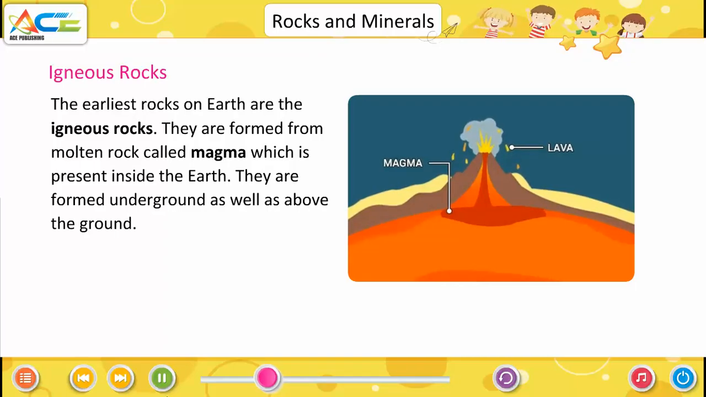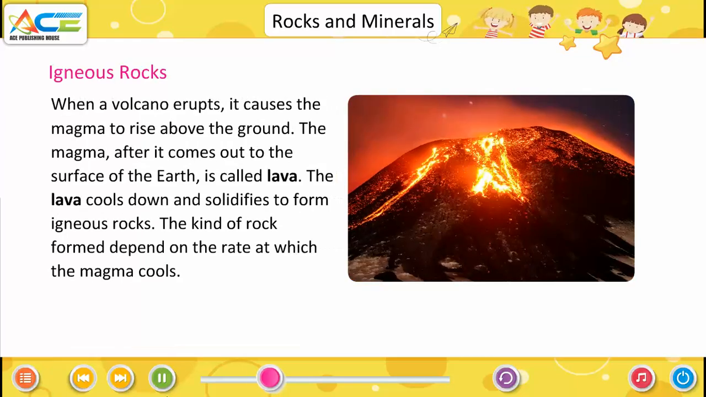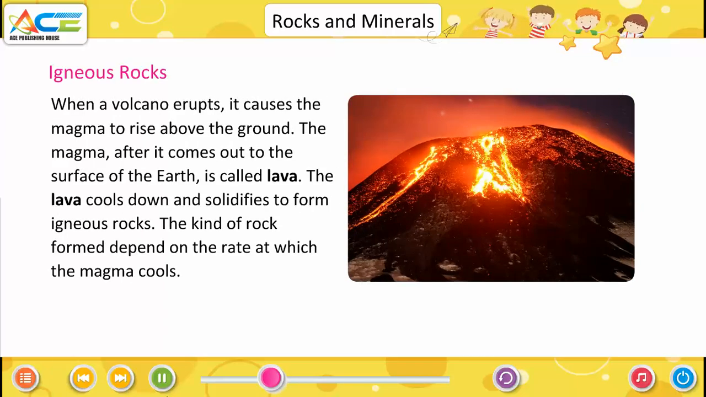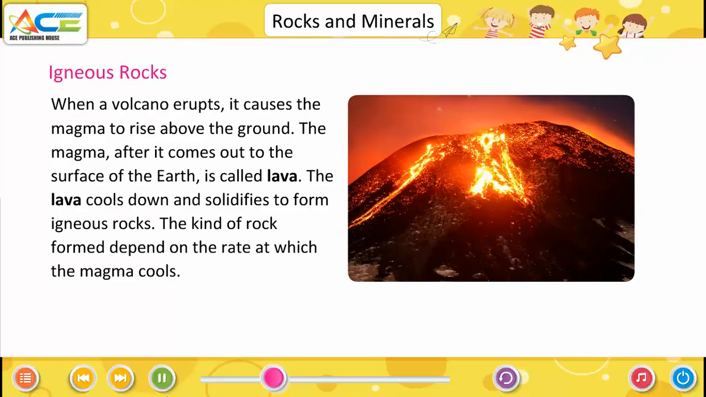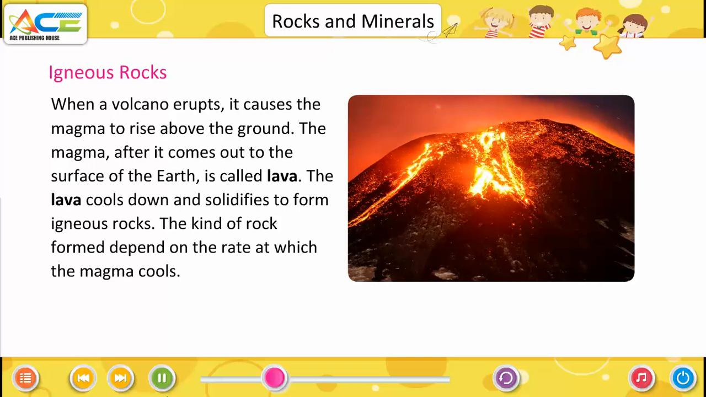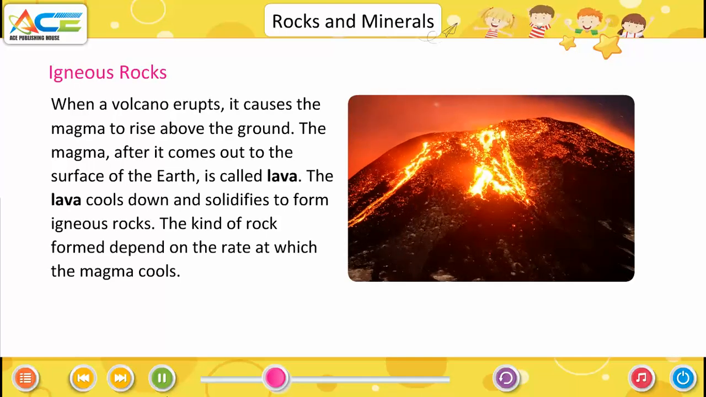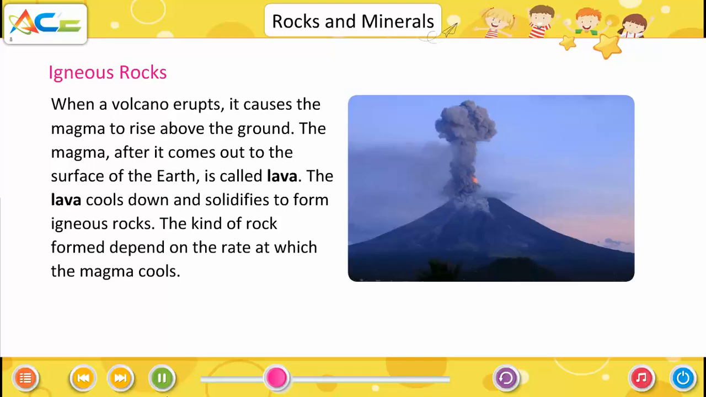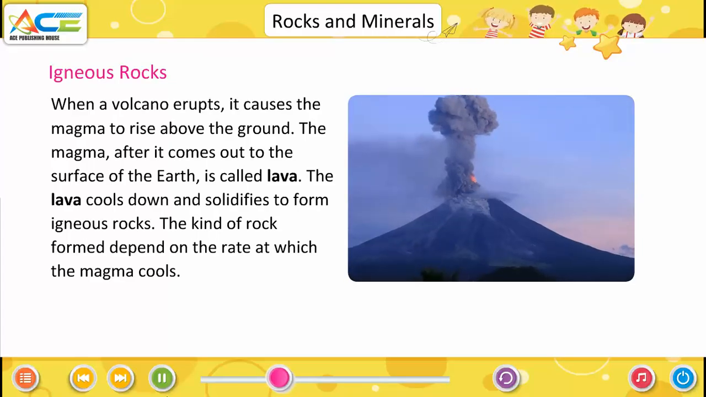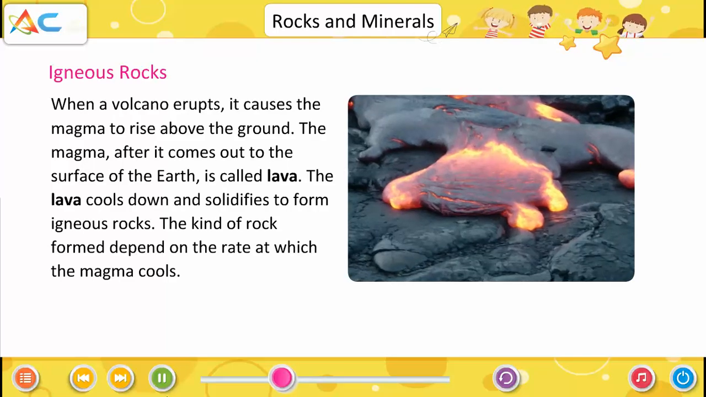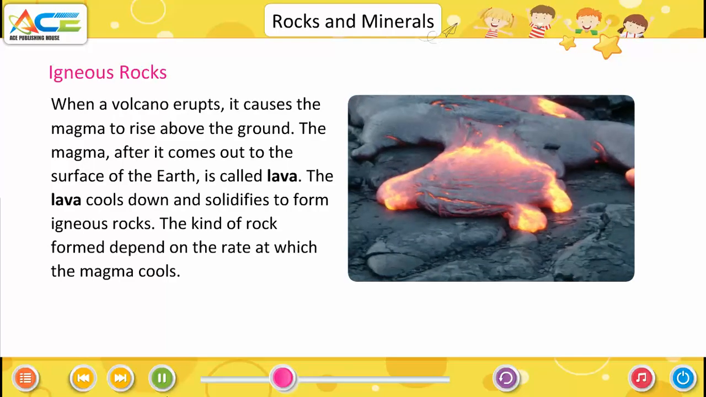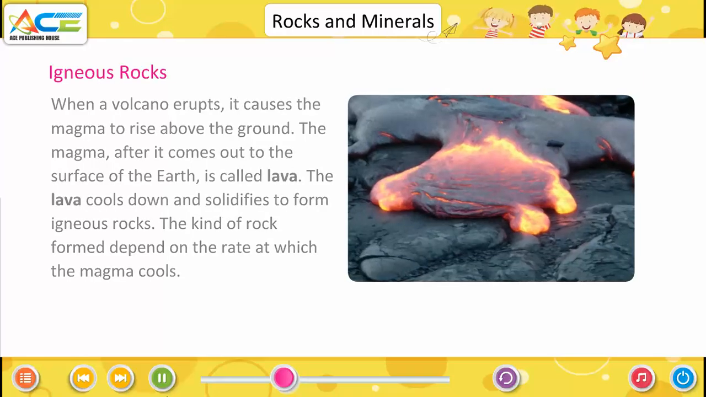They are formed underground as well as above the ground. When a volcano erupts, it causes the magma to rise above the ground. The magma, after it comes out to the surface of the earth, is called lava. The lava cools down and solidifies to form igneous rocks. The kind of rock formed depends on the rate at which the magma cools.